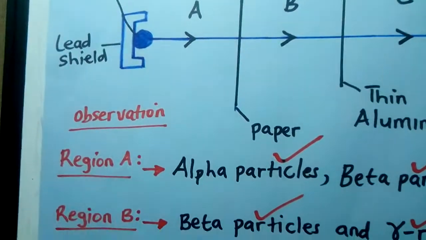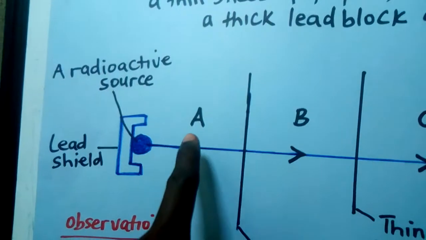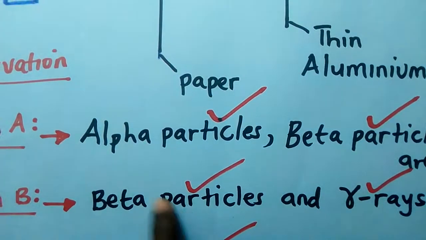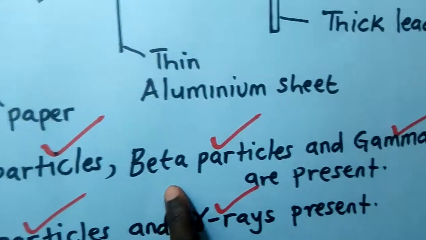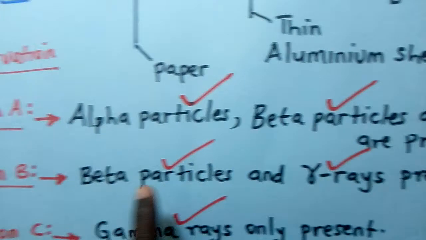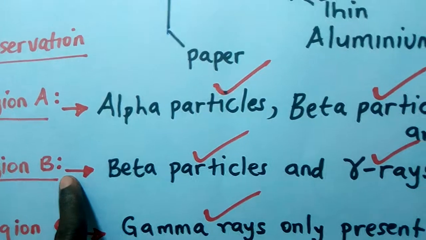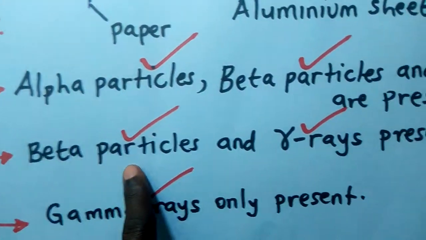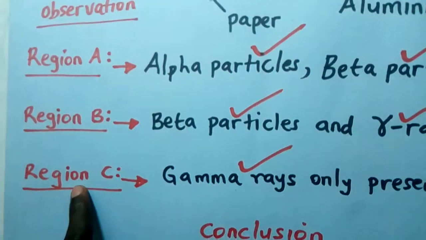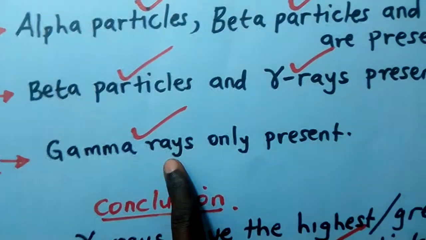So what do you observe? So our observation is according to the regions. We said in region A, they are all there. So under observation, region A, all of them are there. Alpha particles are present, beta particles are present, and gamma rays are all there. Then when you go to region B, we said alpha particles were already stopped by the paper, so we remain with the two. We shall remain with the beta particles and gamma rays only present. Then in region C, we shall only remain with one, that is the gamma rays only.